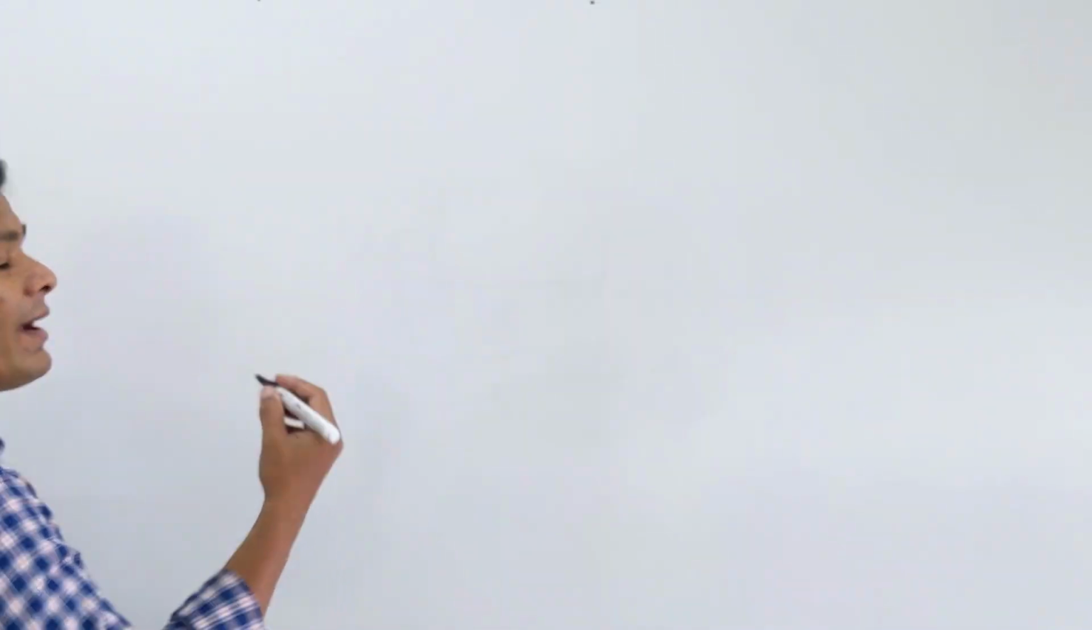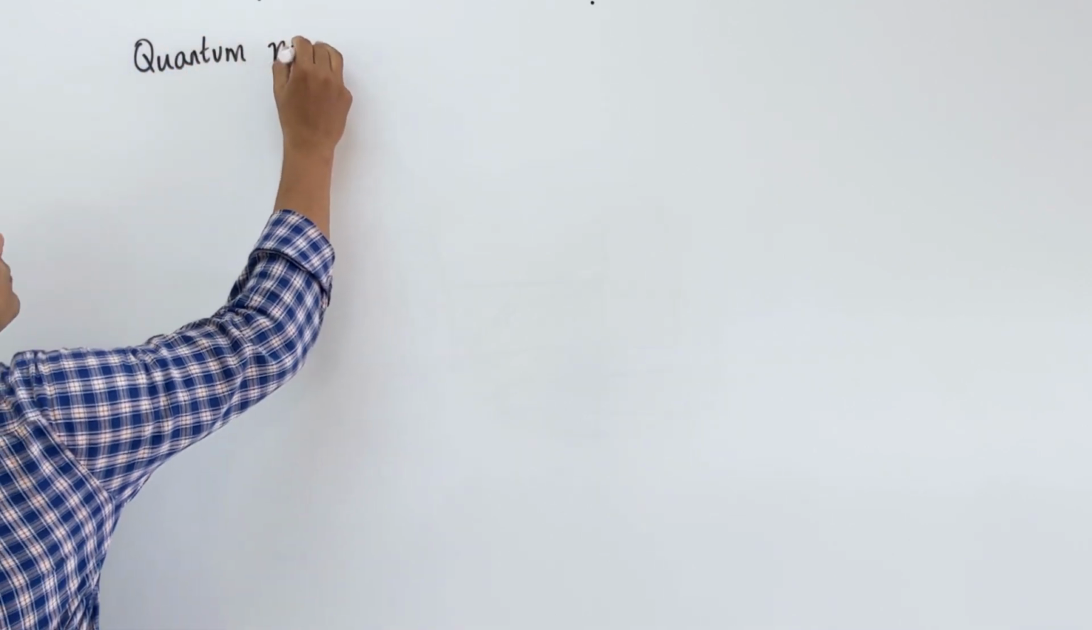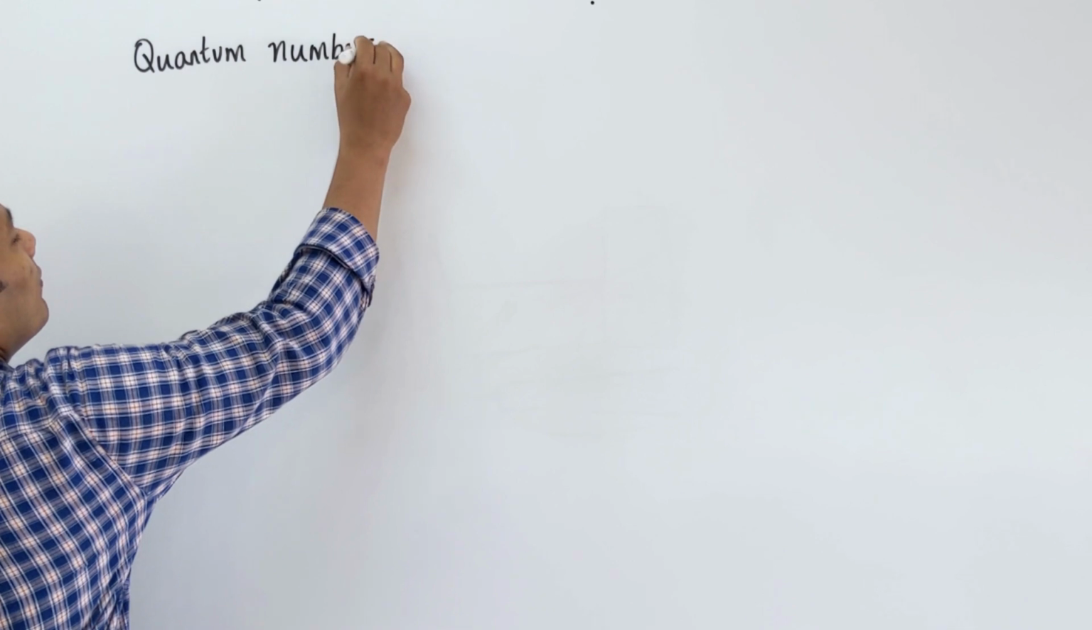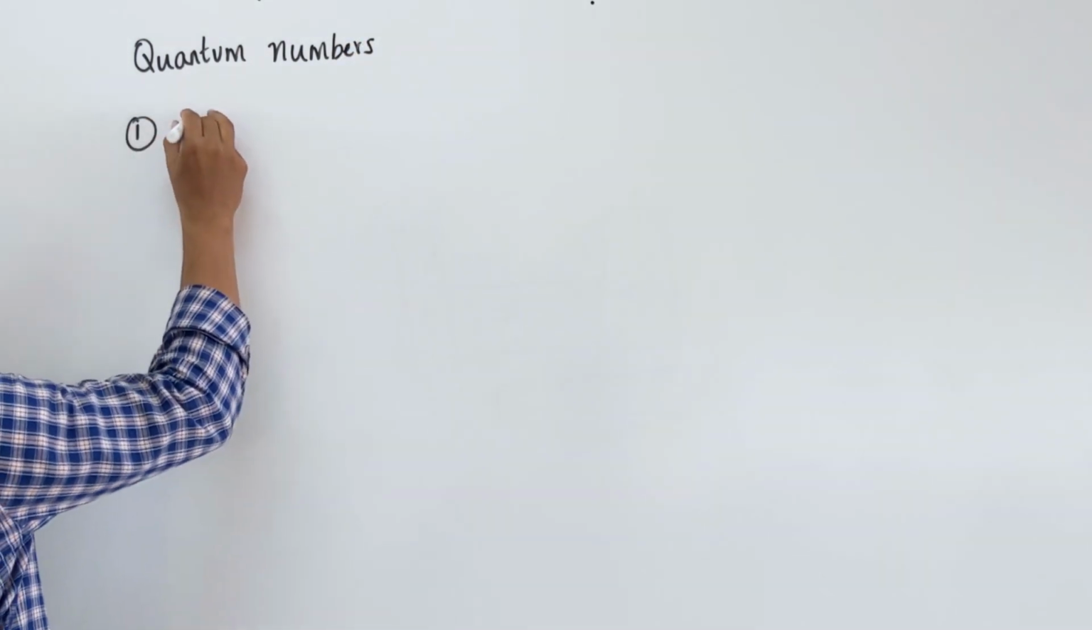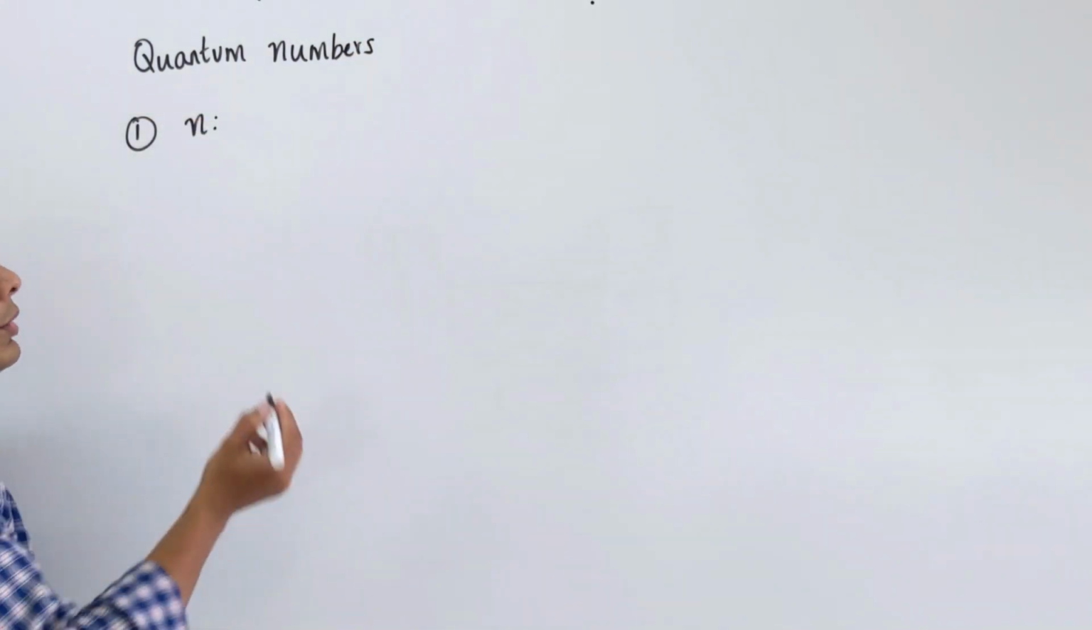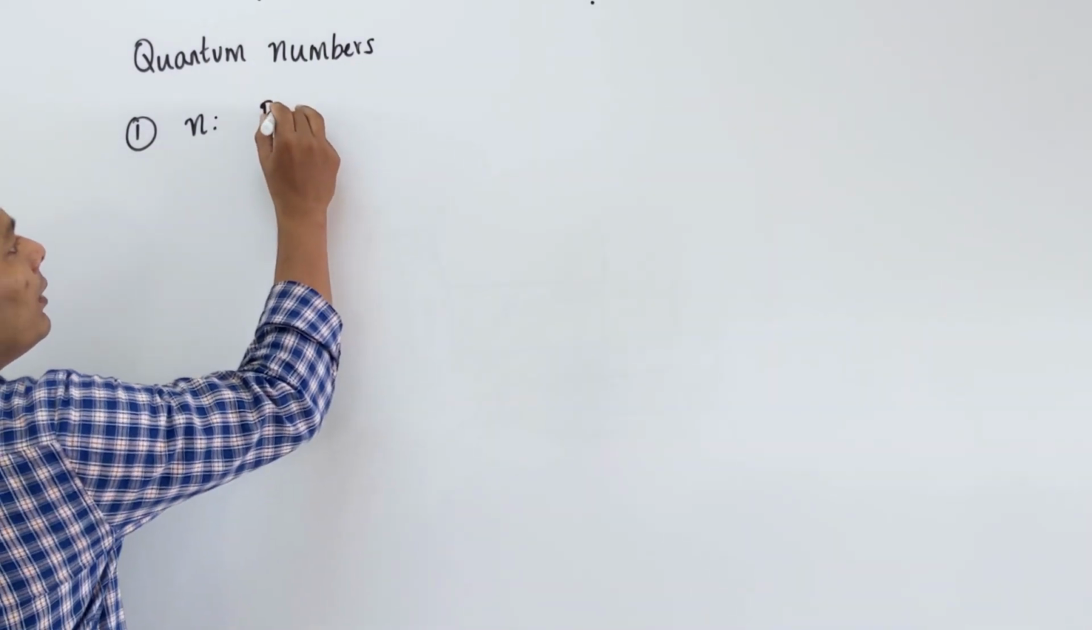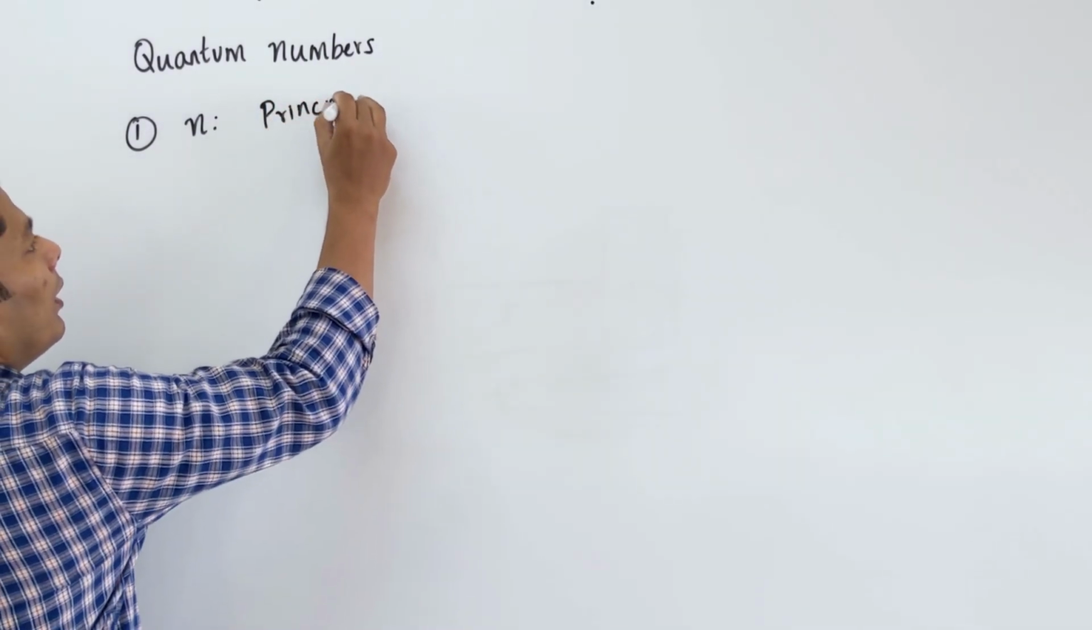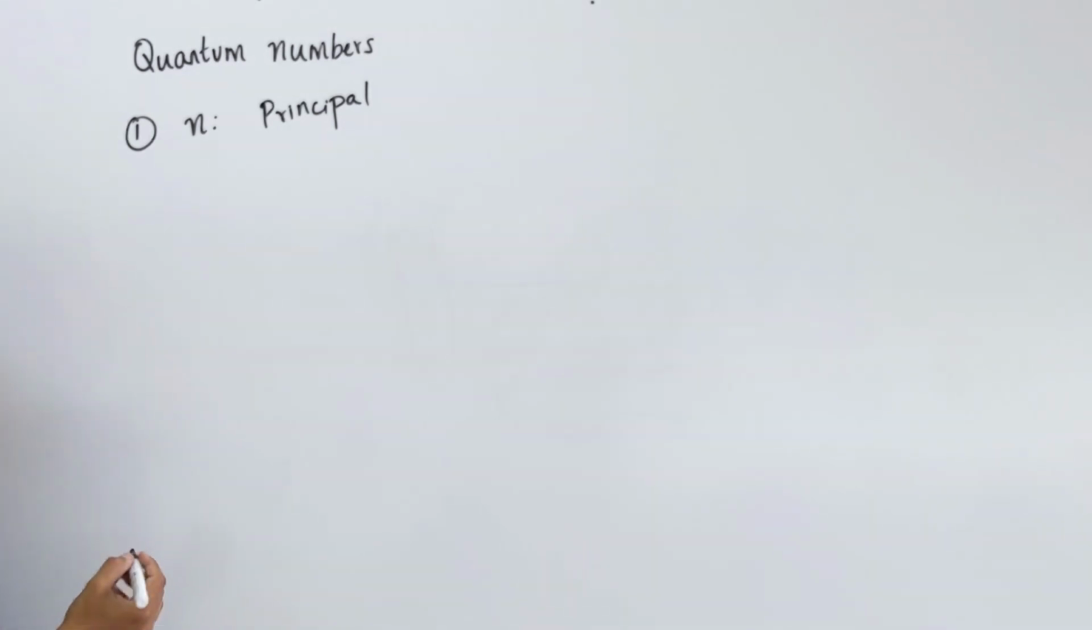Many of you might have already seen quantum numbers in school. Regardless, I will teach from the basics just so we don't omit any concept. When it comes to quantum numbers, there are 4 different quantum numbers and they each have a unique symbol. The first and foremost is denoted by a lowercase n. This is called the principal quantum number.